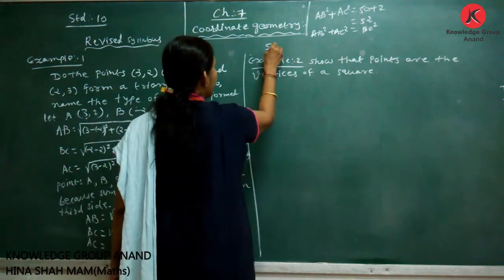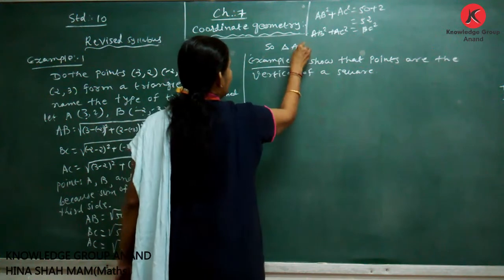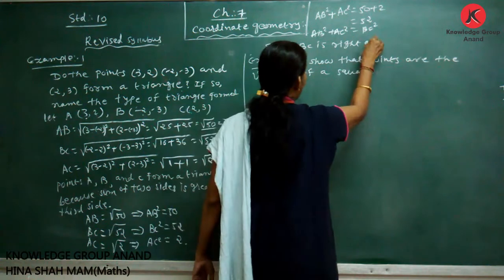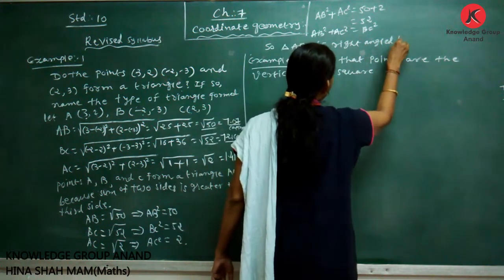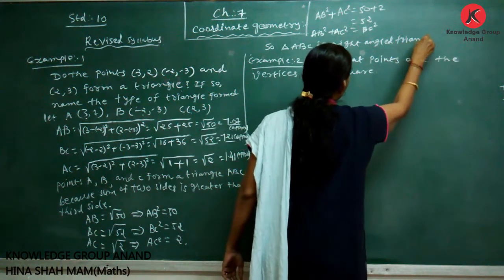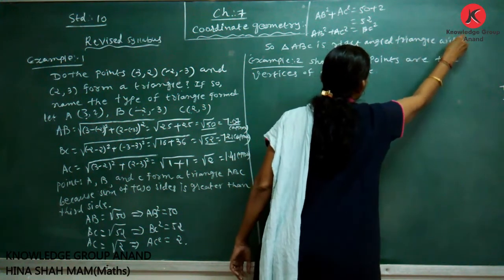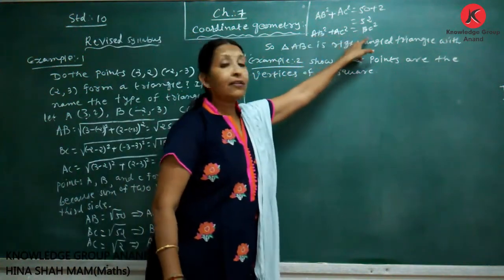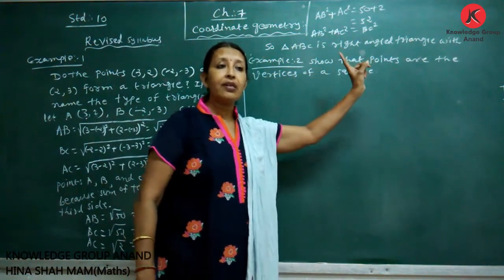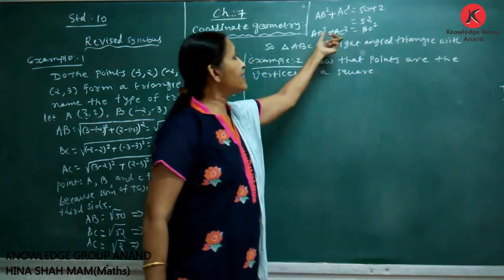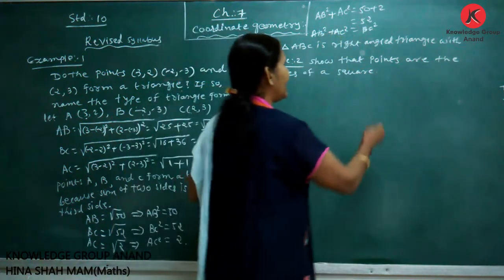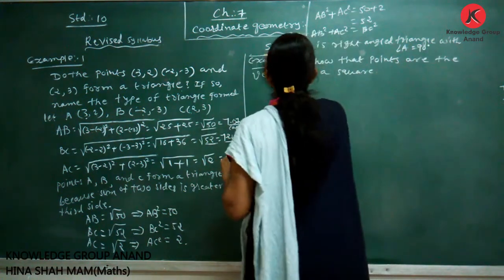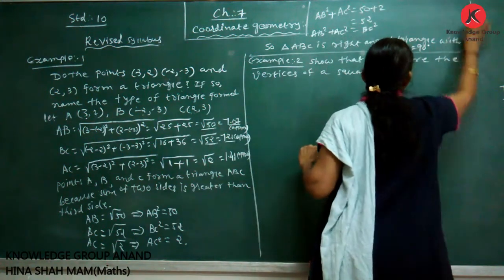So triangle ABC is a right angle triangle. AB square plus AC square is equal to BC square, and BC is the hypotenuse. Therefore, by the converse of Pythagoras, angle A is a right angle, angle A is equal to 90 degrees. Here our question 1 is completed.